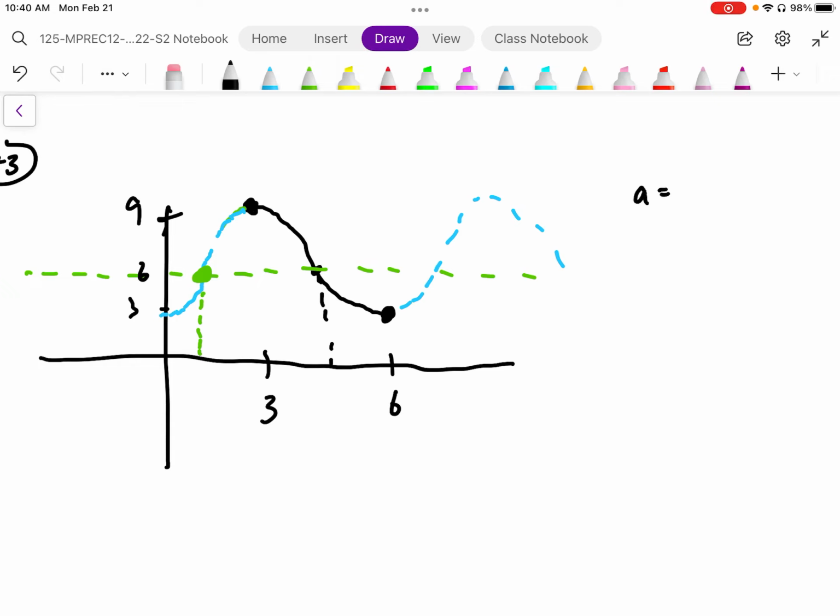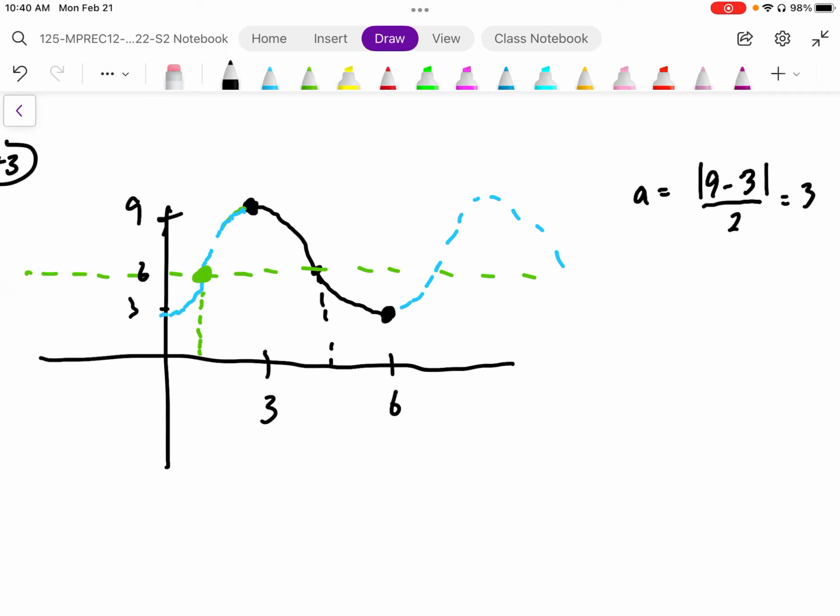So with A, what we can do is take the distance. So distance is the difference between the high and low point, and the amplitude is going to be half of that. So we're going to end up with an amplitude of 3. So if I sketch this graph, I can see just visually that the max at 9, min at 3, the middle is going to be 6, and the amplitude will be 3.